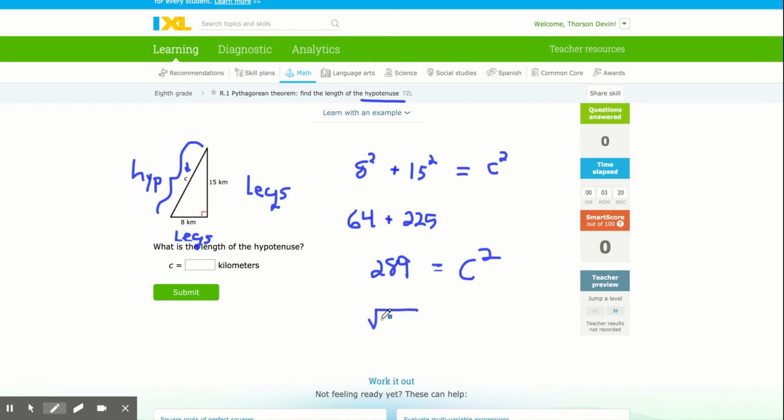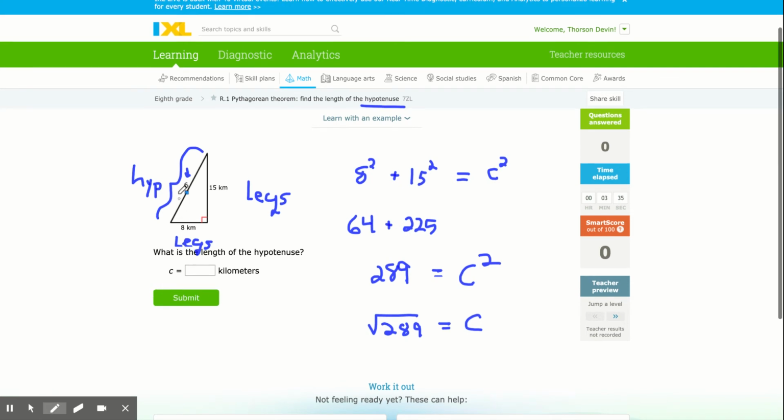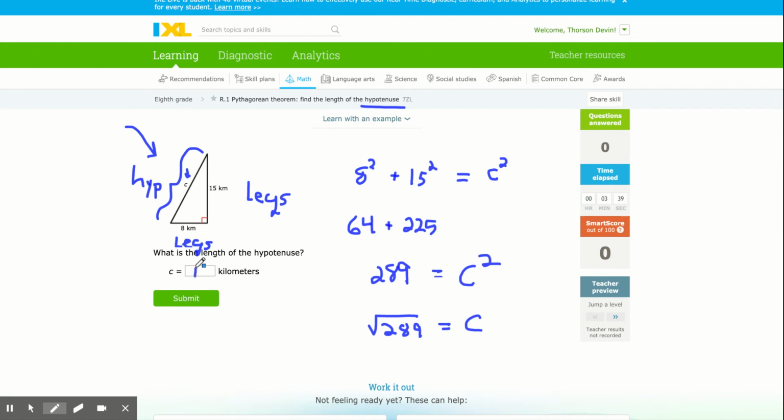We square root 289 to actually find the value or length of side c. So I just grab a calculator and I'm square rooting 289, and I find out that the length of this hypotenuse, or the longest side, is a length 17.